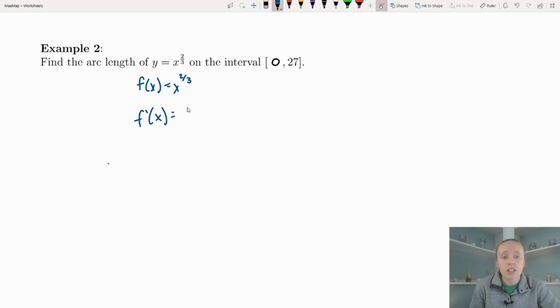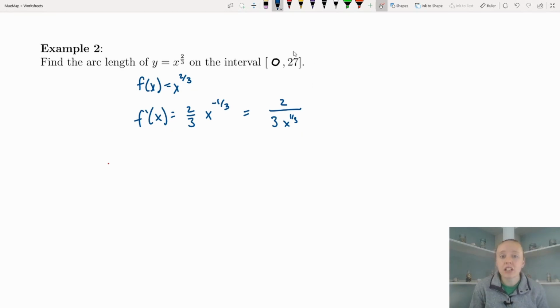So I'll take the 2/3, bring that down in front, and then decrease that exponent by 1. So 2/3 x to the negative 1/3. I'm going to rewrite this so I don't have a negative exponent. That will give me 2 over 3x to the 1/3. Now, one of the conditions for being able to use this formula was what? That our derivative had to be continuous along the entire interval.